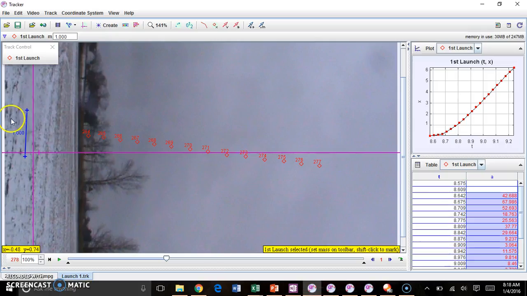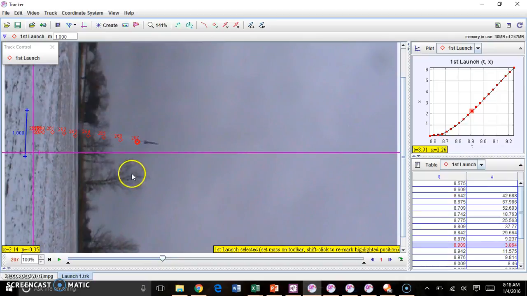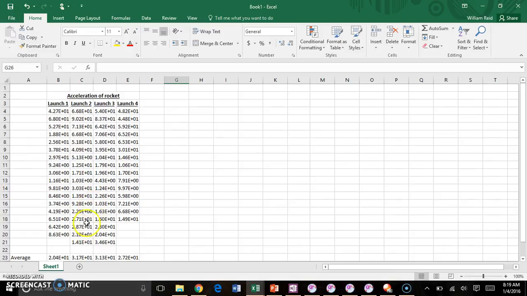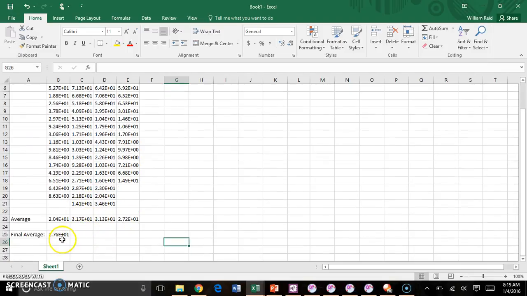So how Tracker works is you go frame by frame in the video, and you select the object in each frame as it moves. As it goes frame by frame, I hit the back of the rocket and put a dot on it, and then it showed me what the acceleration of the rocket was at that particular point in time. Then I found the average for each column, so for each launch, this was the average acceleration, and then the average acceleration overall was 27.6 meters per second squared.